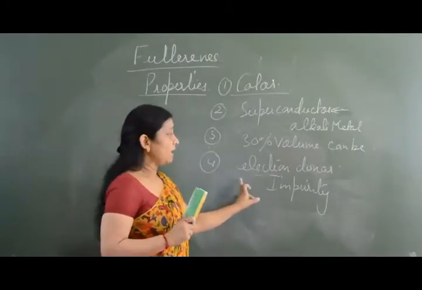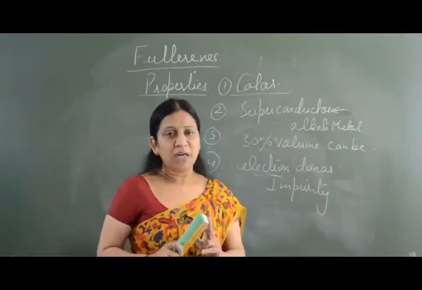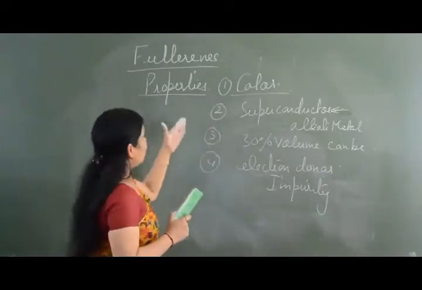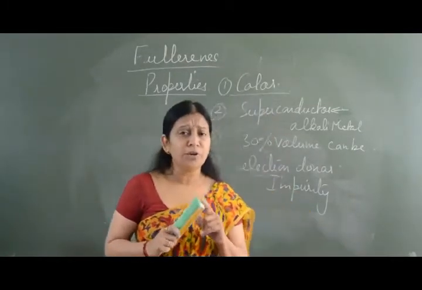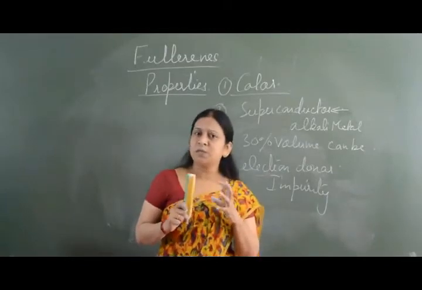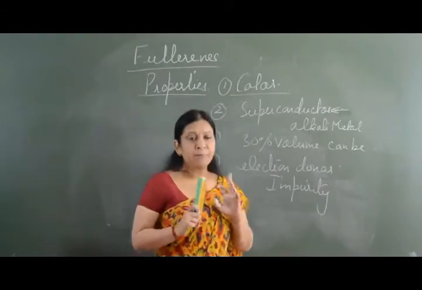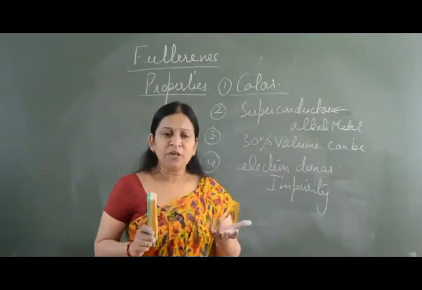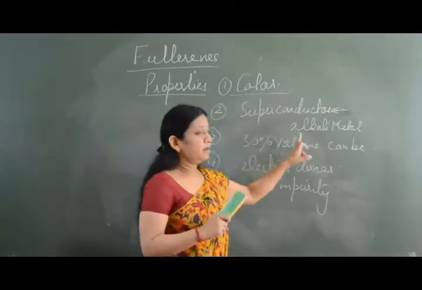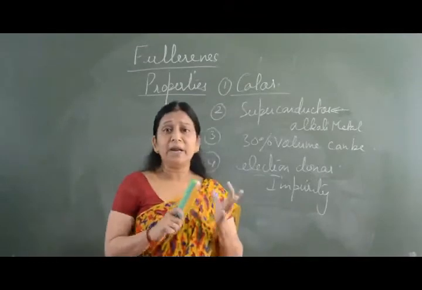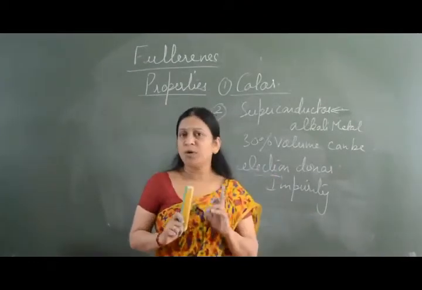So, when I add an electron donor impurity to fullerenes, it is going to behave as a ferromagnetic substance. These are the important properties of fullerene. First is the color. The small fullerenes are of mustard color, but as the size increases, the color changes to black. The second is, pure fullerenes are insulators, but when I add an alkali metal, or I can say an inorganic component, into fullerenes, then it will start behaving as a superconductor.